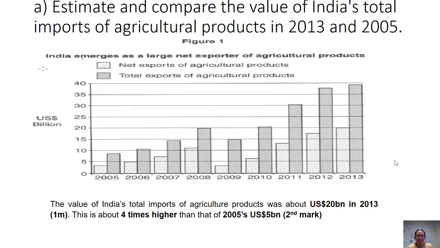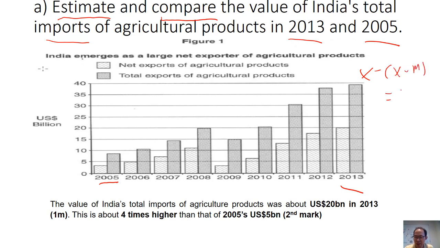The very first question is: estimate and compare the value of total imports of agriculture products in 2 years. So if I'm you, I will underline the command words: estimate and compare the value of total imports in only two particular years, 2013 and 2005. So we look at the figure, this is 2005, this is 2013. So to fulfill the first command word, I have to give an estimation of the import.